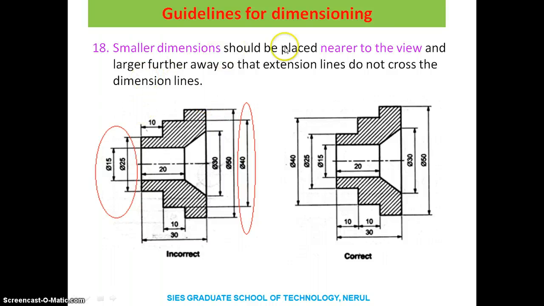Another rule is smaller dimensions should be placed near the view and larger dimensions should be placed away from the view, so that there will not be crossing of the extension lines and dimension lines. As you can see here, this is a smaller dimension 15, this is a larger dimension 25, so 15 should come ahead of 25, that is, 15 should be closer to the view as compared to 25. Same is with this dimension and these dimensions.